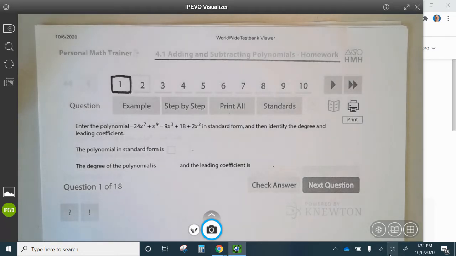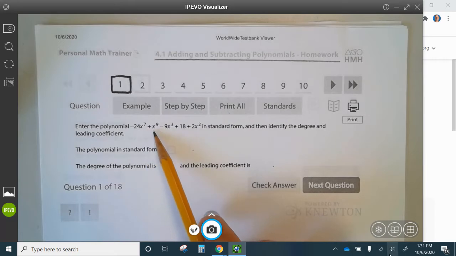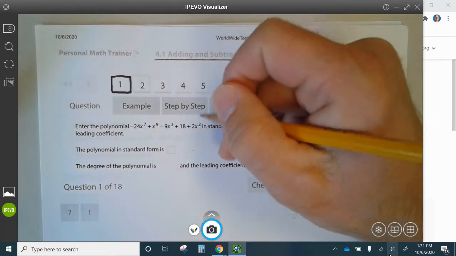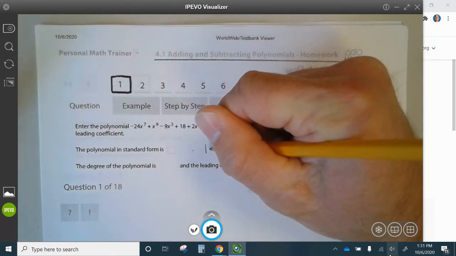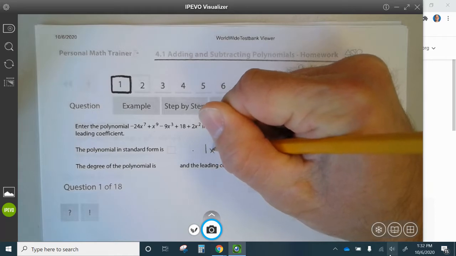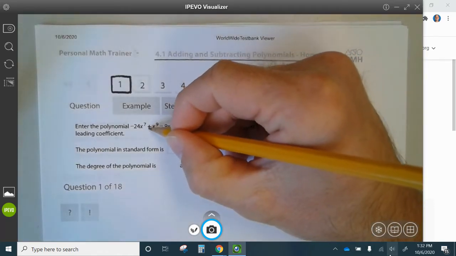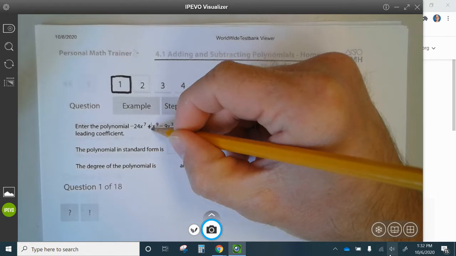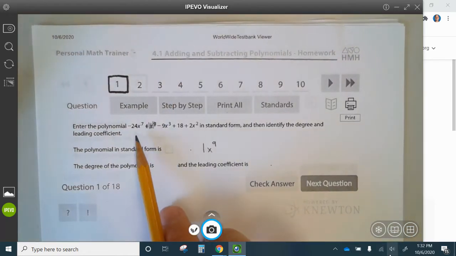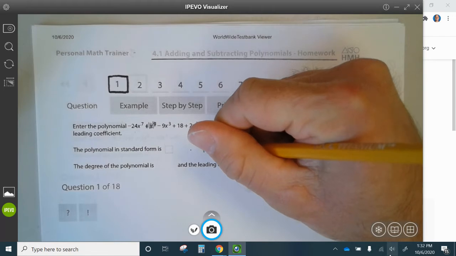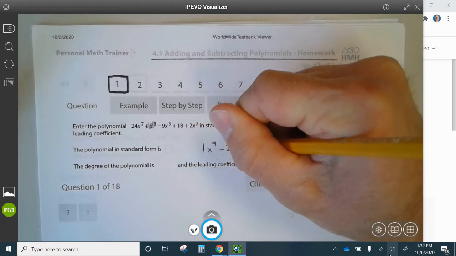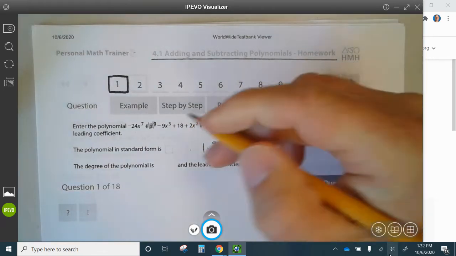All right, so standard form is the highest exponent to lowest. So let's look at the highest exponent. That is 9th. So we have 1x to the 9th. Now, what I like to do is shade this out so I know what to look for next. The next exponent looks like it's minus 24x to the 7th, so we're done with that.